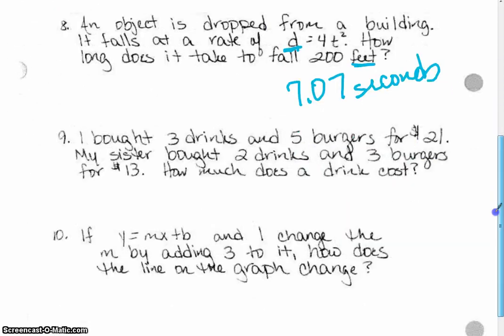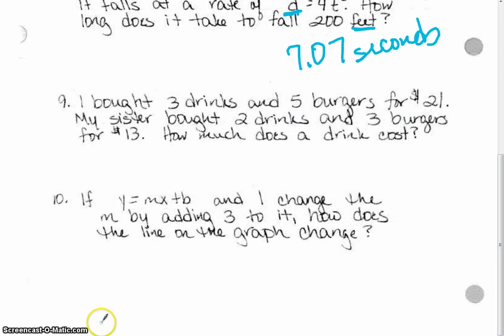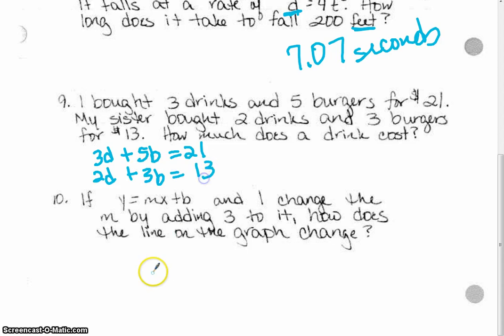Number 9, I bought 3 drinks and 5 burgers for $21. My sister bought 2 drinks and 3 burgers for $13. How much does a drink cost? Make an equation about me. 3 drinks plus 5 burgers equals $21. Now make an equation for my sister. 2 drinks plus 3 burgers equals $13.